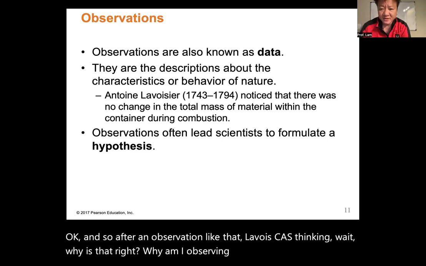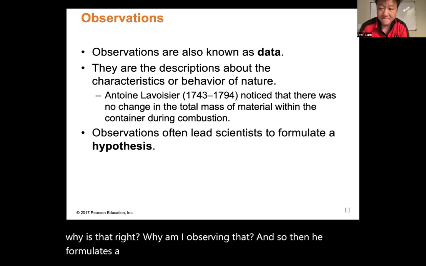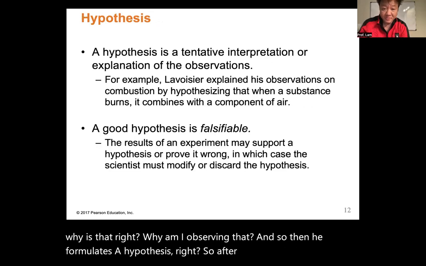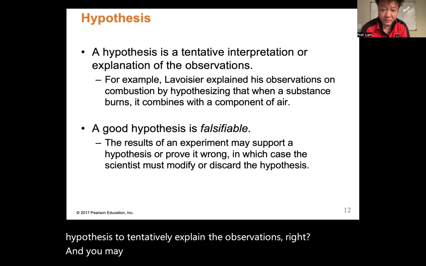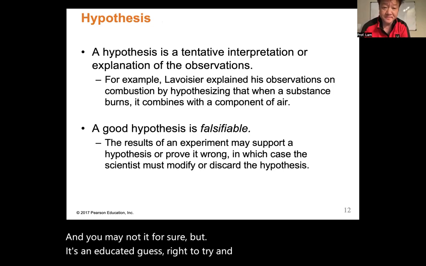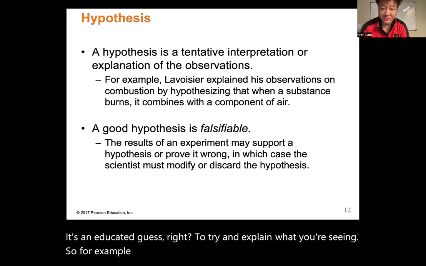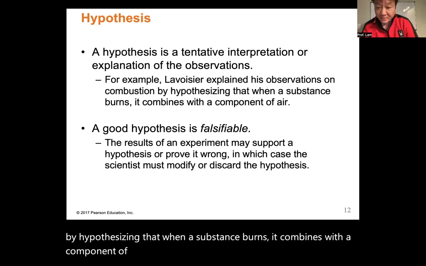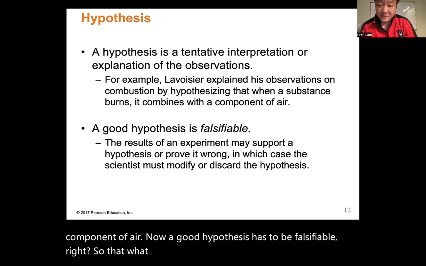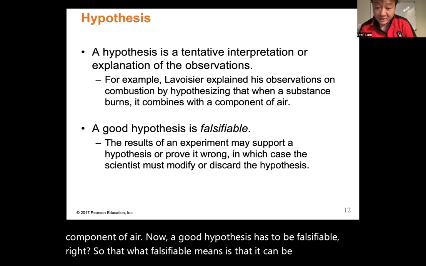And so then he formulates a hypothesis, right? So after observing, you form a hypothesis to tentatively explain the observations, right? And you may not know it for sure, but it's an educated guess, right? To try and explain what you're seeing. So, for example, Lavoisier explained his observations on combustion by hypothesizing that when a substance burns, it combines with a component of air. Now, a good hypothesis has to be falsifiable, right? So that what falsifiable means is that it can be proven right or wrong.